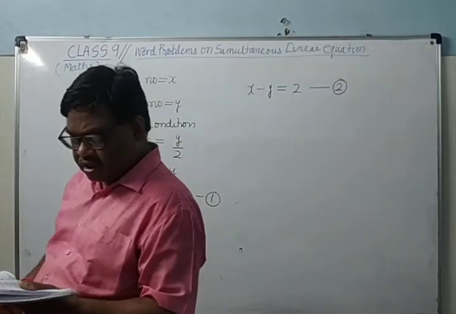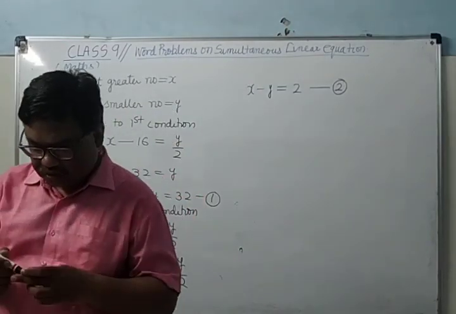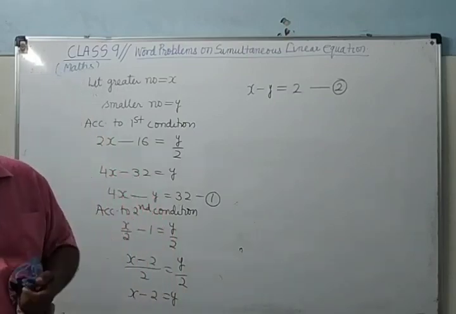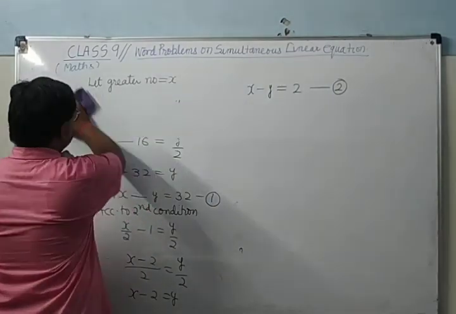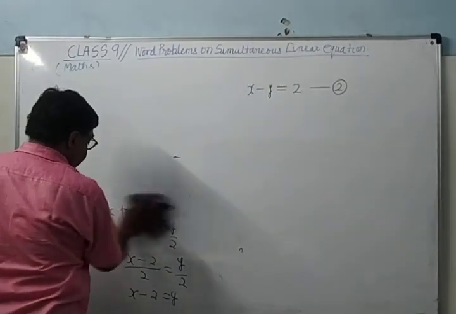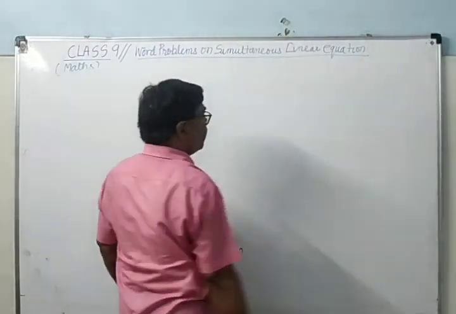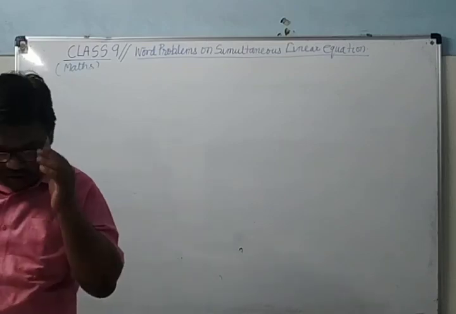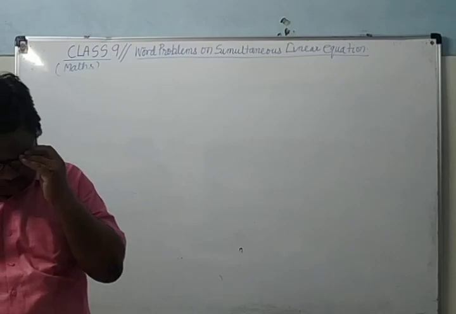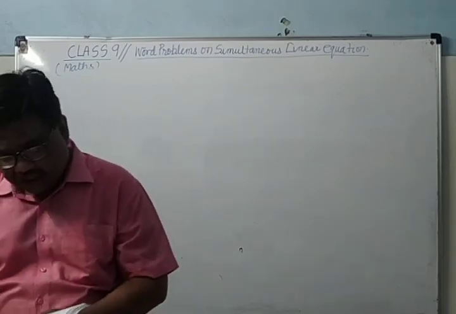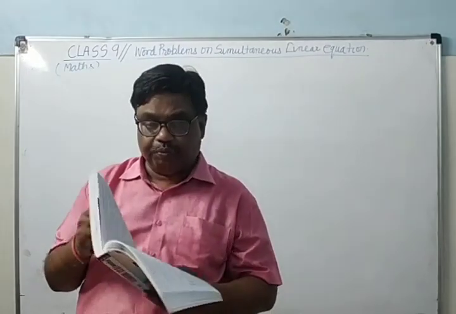It's clear? Then question number 8 I will do. You can see question number 8. Now see here, what is the question number 8? First I will read the question. It's clear? A man has certain notes of denominations rupees 20 and rupees 5.